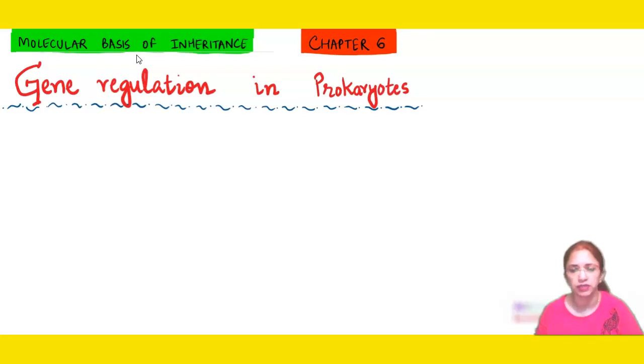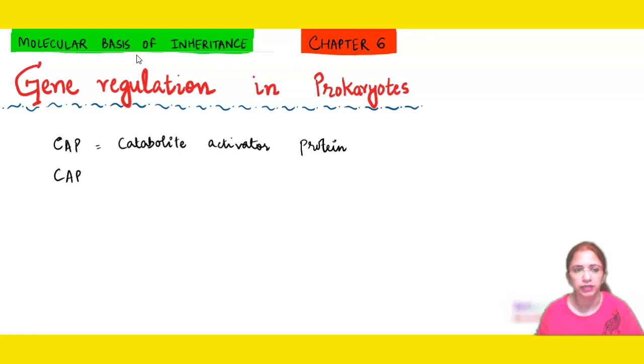So first we will discuss prokaryotes, and before understanding it, you must know a few things like CAP. What is it? It is catabolite activator protein. I would request everyone to please watch the lac operon concept first and then come to gene regulation, because it will get clear once you watch that video. There is a CAP site as well. The CAP site is where this CAP, or the catabolite activator protein, will bind.